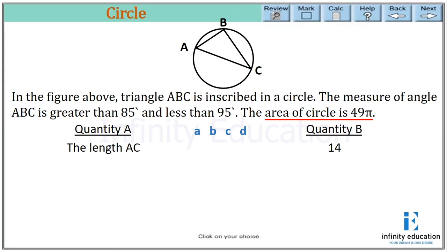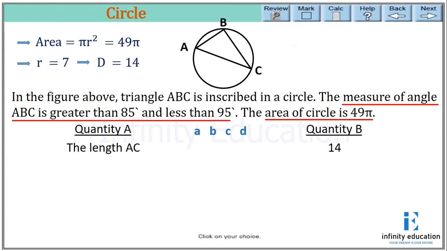Now it is given the area of the circle is 49 pi. As we know, the formula for the area of a circle is pi r square. So pi r square is 49 pi. If we do the simplification, we get r equals 7, that is the radius is 7. As we know, the diameter is double the radius, so the diameter is 2 into 7, that is 14.